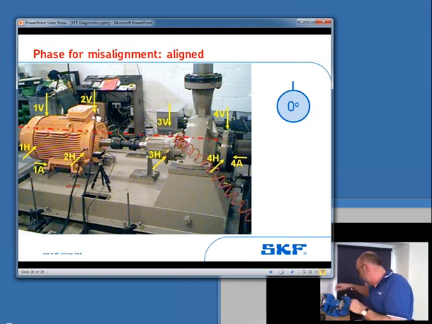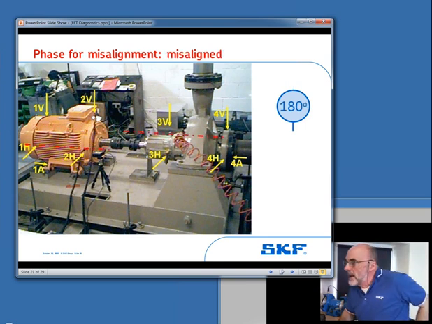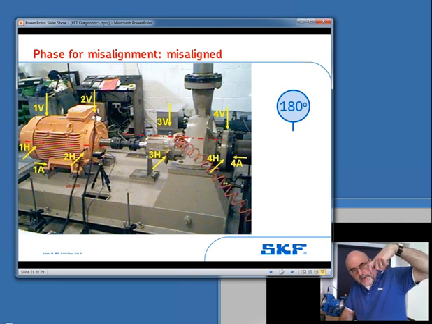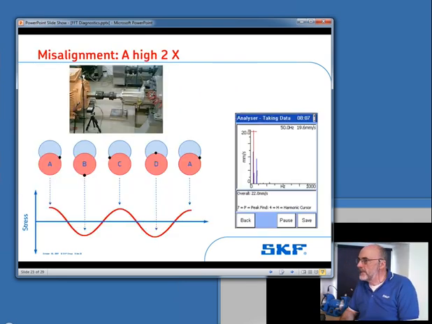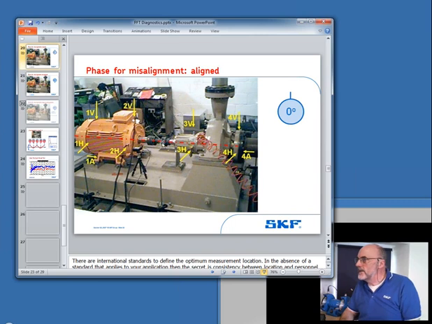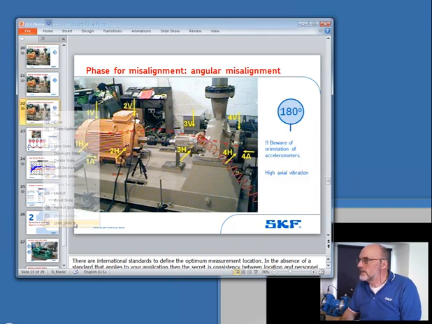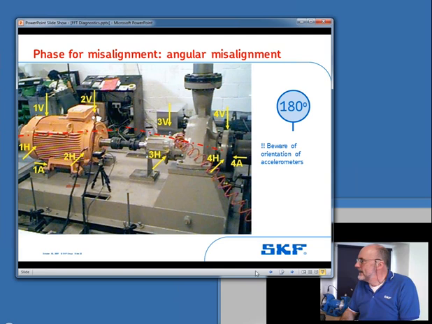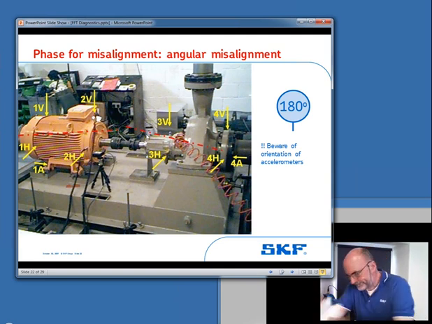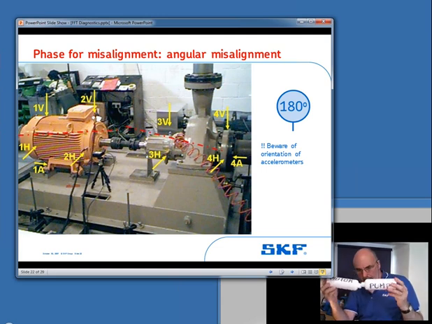Sorry, lost the other one. You would get 0 phase difference. If there's parallel offset misalignment, you would see that circle with the tick mark move around to 180. And if there's angular misalignment, which is missing, again, it was missing this morning, it's missing this afternoon, that's because it's hidden. I do apologize. We'll unhide it. Apologies, folks.